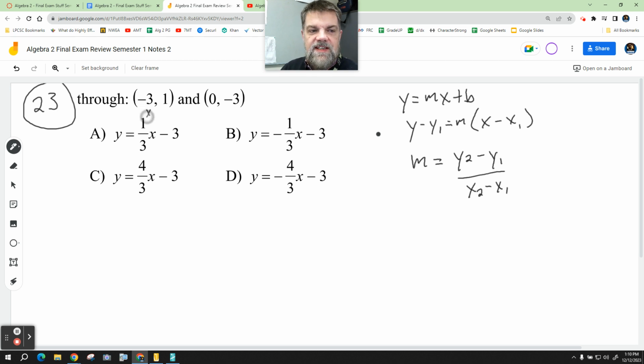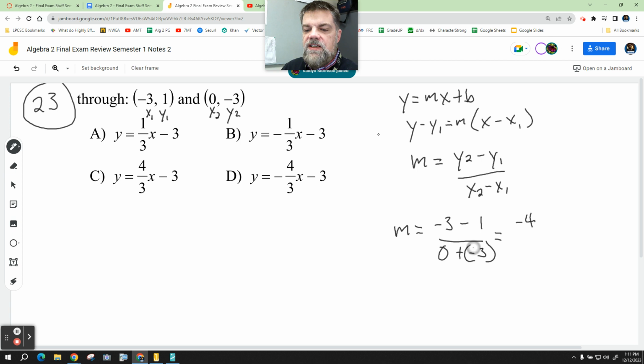Anyways, we're going to label this as x sub 1, y sub 1, x sub 2, y sub 2. So the first thing I had to do is find the slope. So I'm going to say that m, my slope, is equal to y sub 2, which is negative 3, minus y sub 1, which is positive 1, all over x sub 2, which is 0, minus x sub 1, which is minus 3. Well, negative 3 minus 1 is negative 4. 0 minus minus 3 is the same as plus 3. So I've got a slope of negative 4 over positive 3.